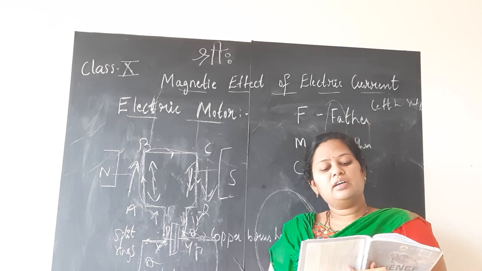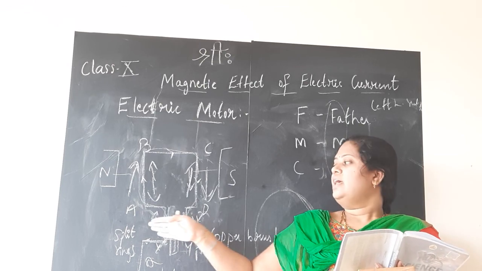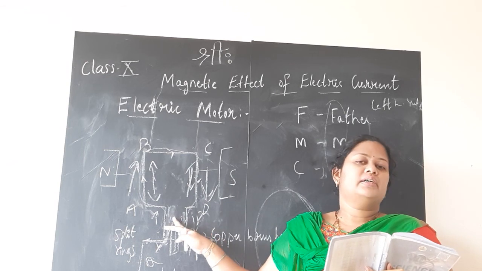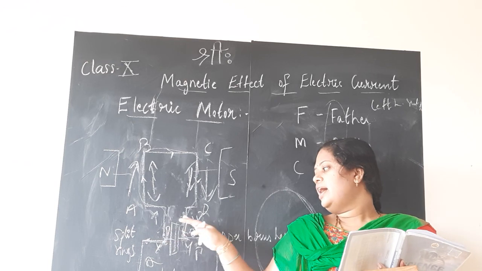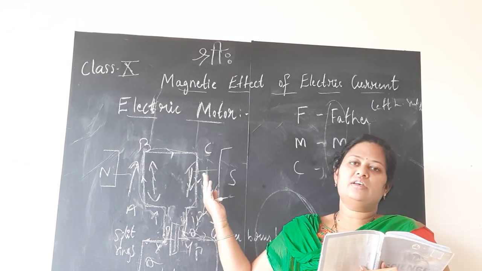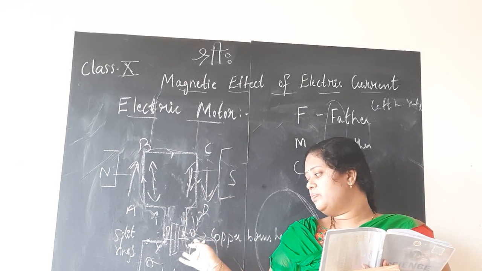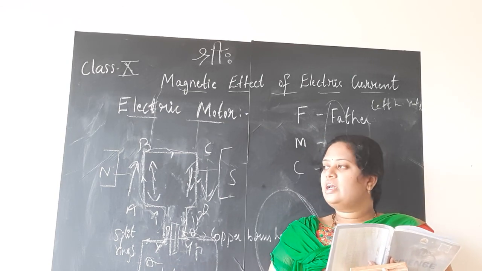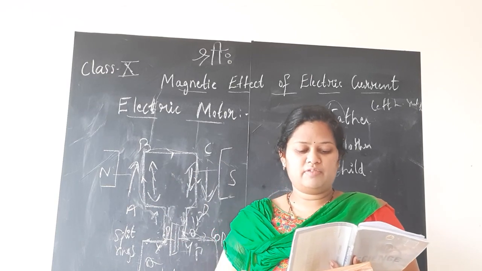Therefore, the current in the coil gets reversed and flows along the path DCBA. Initially current passes in the direction ABCD through the axle to P part of the split ring. P was in contact with brush X and Q was in contact with Y. But when half rotation took place, what happens? P came in contact with brush Y, whereas Q came in contact with brush X. Now the current will flow in the direction DCBA after the half rotation.